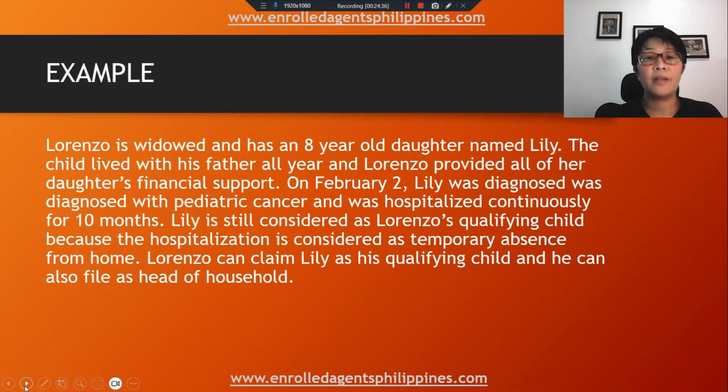Okay, example. Lorenzo is widowed and has an 8-year-old daughter named Lily. The child lived with her father all year and Lorenzo provided all of her financial support. On February 2, Lily was diagnosed with pediatric cancer and was hospitalized continuously for 10 months. Lily is still considered as Lorenzo's qualifying child because the hospitalization is considered as temporary absence from home. Lorenzo can claim Lily as his qualifying child and he can also file as head of household.